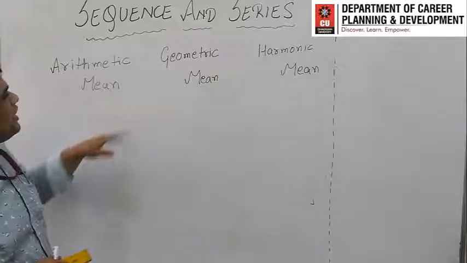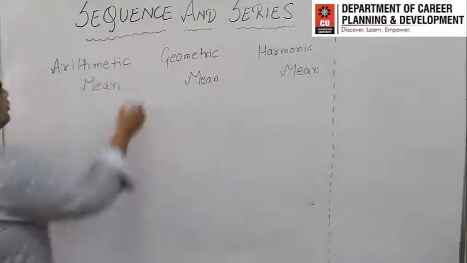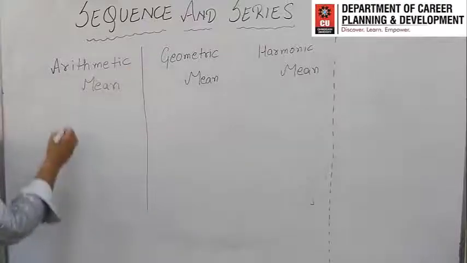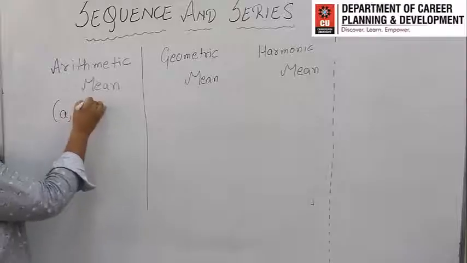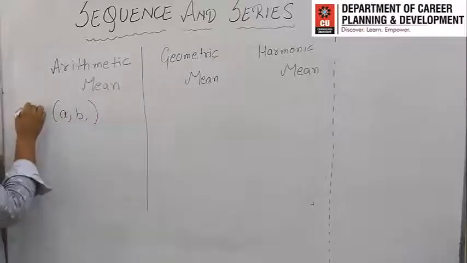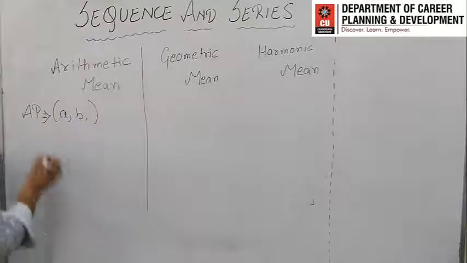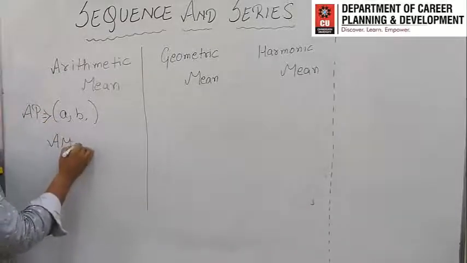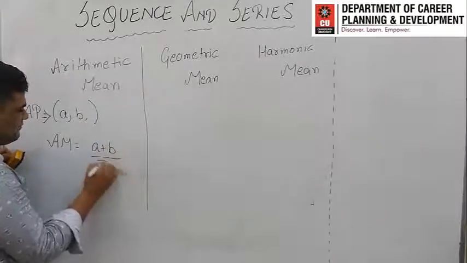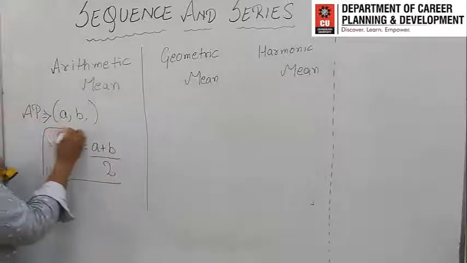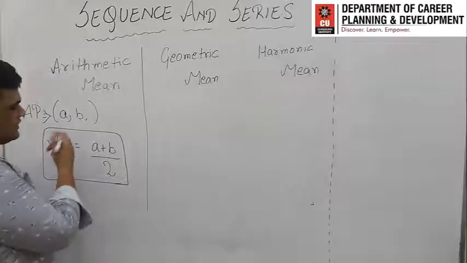Now let us see how to find arithmetic mean, geometric mean and harmonic mean. In arithmetic mean, if two numbers A, B are given and this series is in arithmetic progression, then the arithmetic mean will be equal to A plus B divided by 2. In this way you can find the arithmetic mean between any two numbers which are in AP.